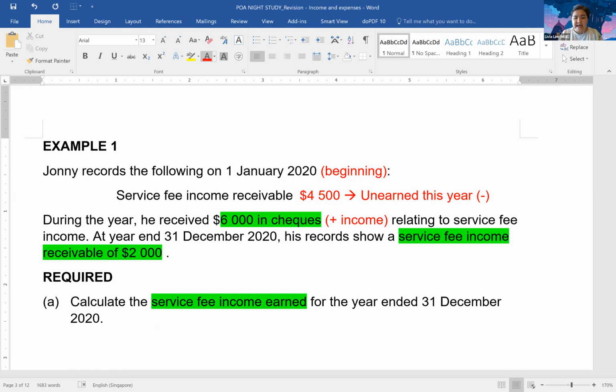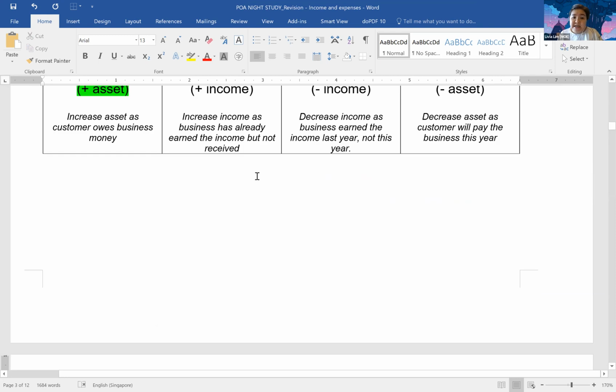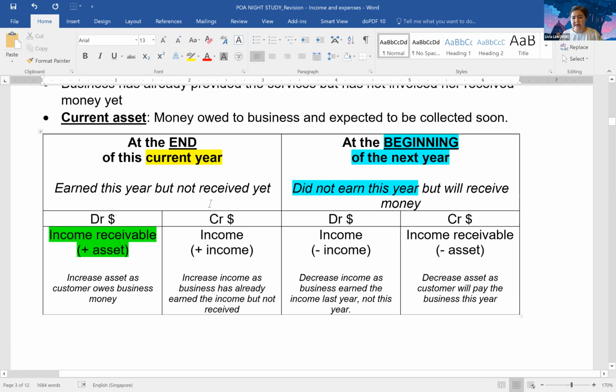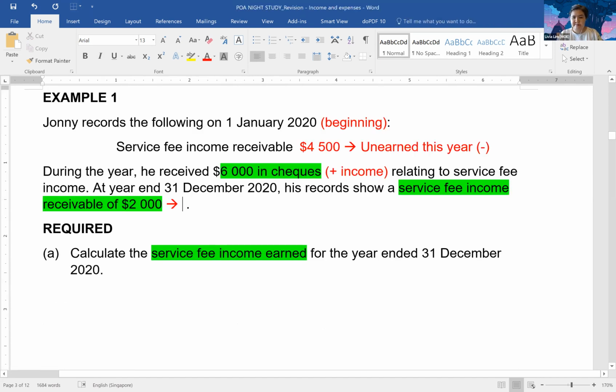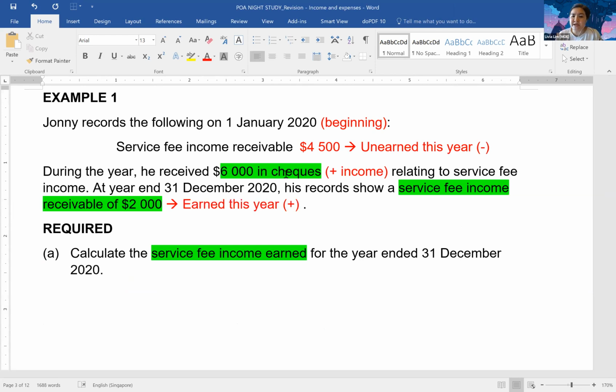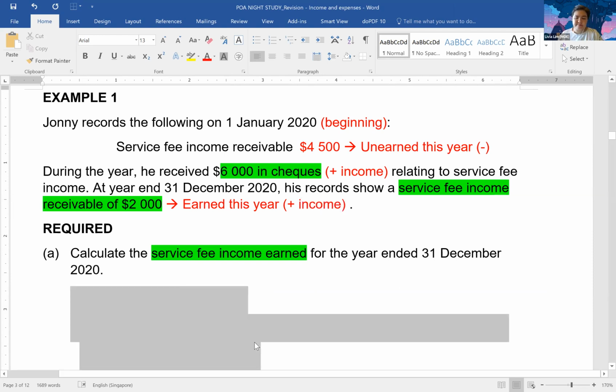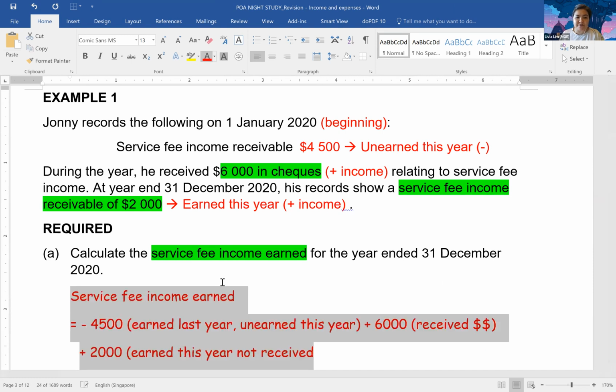Now, finally, at the year end on 31st of December, you see that there is a service fee income receivable. So what is a service fee income receivable? Receivable means earned this year, but haven't received the money yet. Since I already earned it this year, I will need to increase the amount. I'm not going to increase my income. So let's see what is the correct answer.